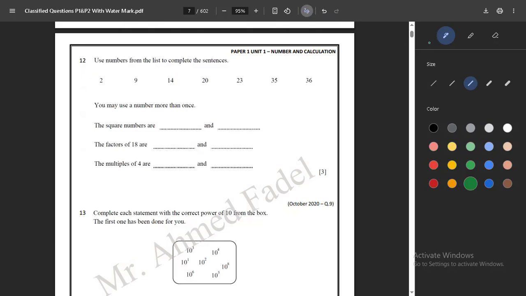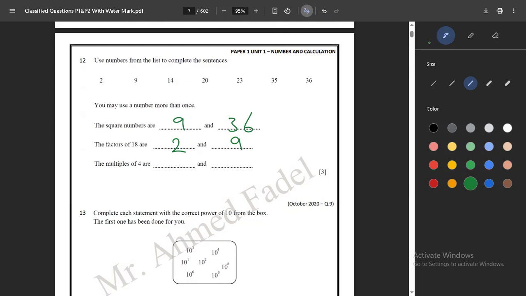Use numbers from the list to complete the sentences. You may use a number more than once. The square numbers are what and what. So here I got the square numbers. 9 is a square number, and we've got also 36 is a square number. The factors of 18 are, yes, I have 2 is a factor of 18. I have 9 is a factor of 18. I don't have anything else as a factor of 18.